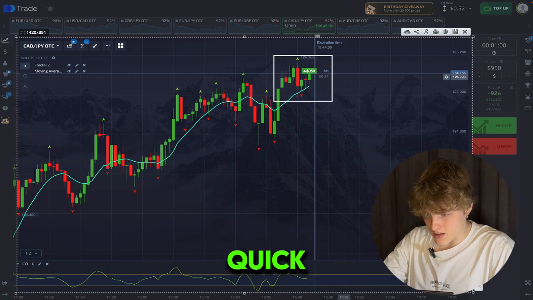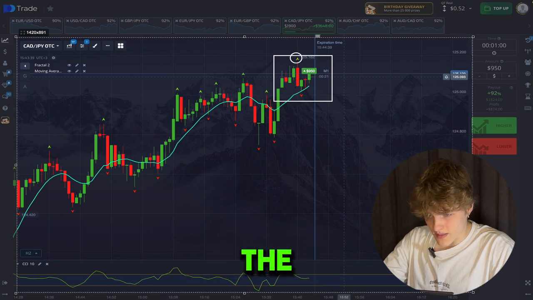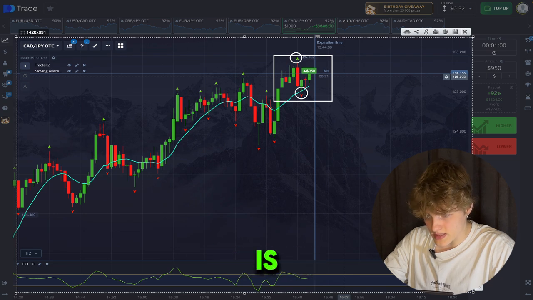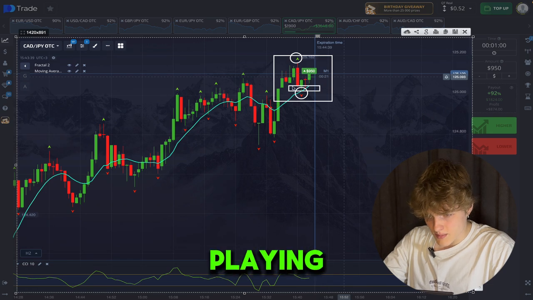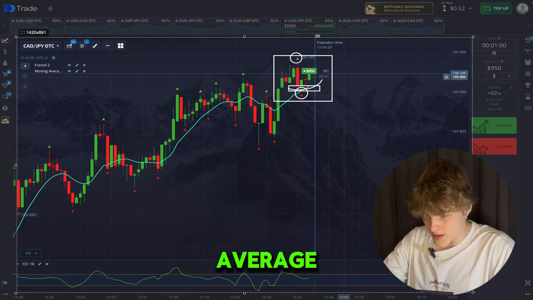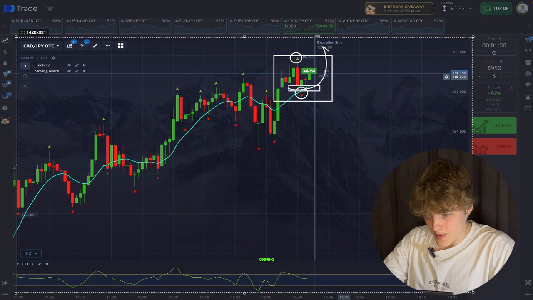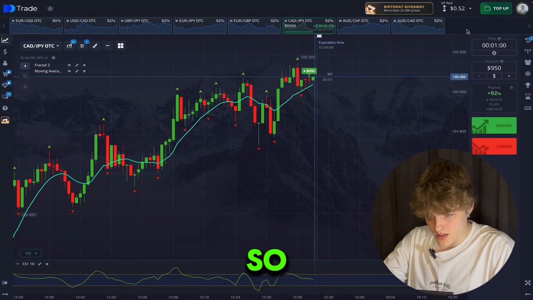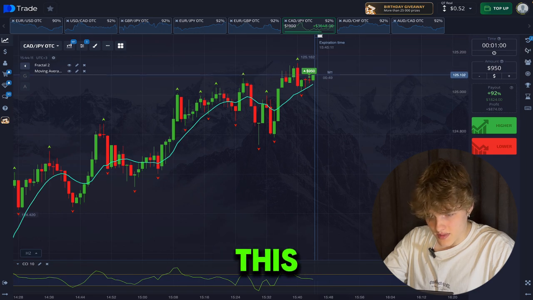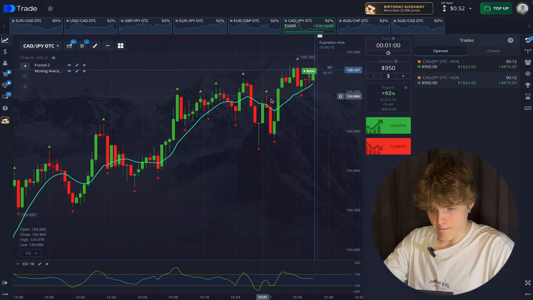Here we had a quick update, both the local maximum and the local minimum were reached. The price touched the weighted moving average, and here I will focus on the trend, playing the bounce off the moving average. Therefore, I'm opening the trades to go long. So let's watch the result of these 2 trades.